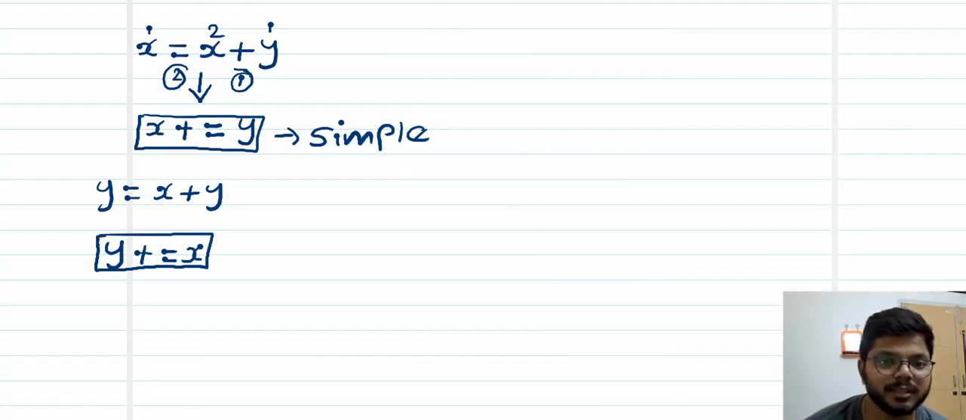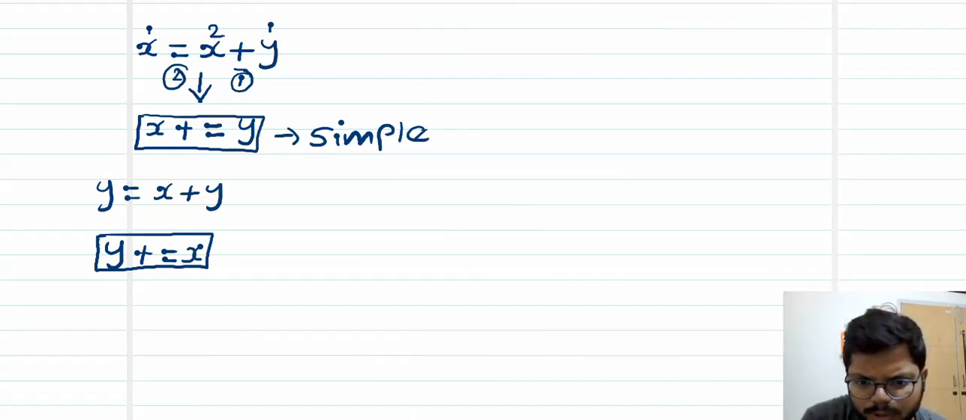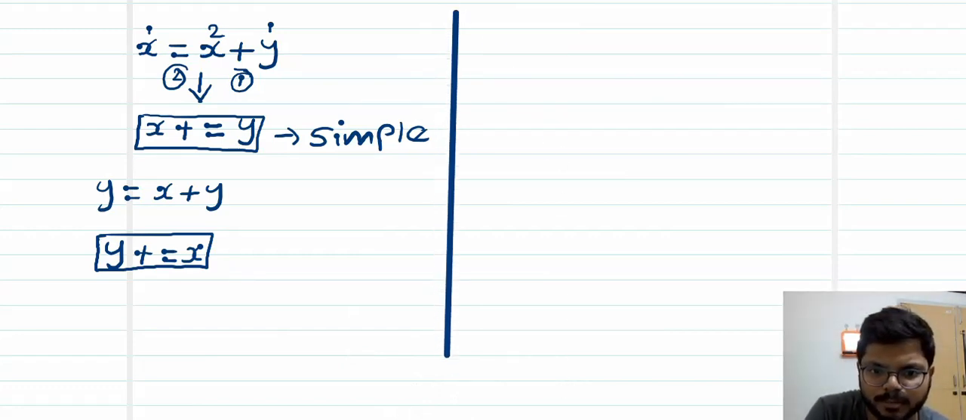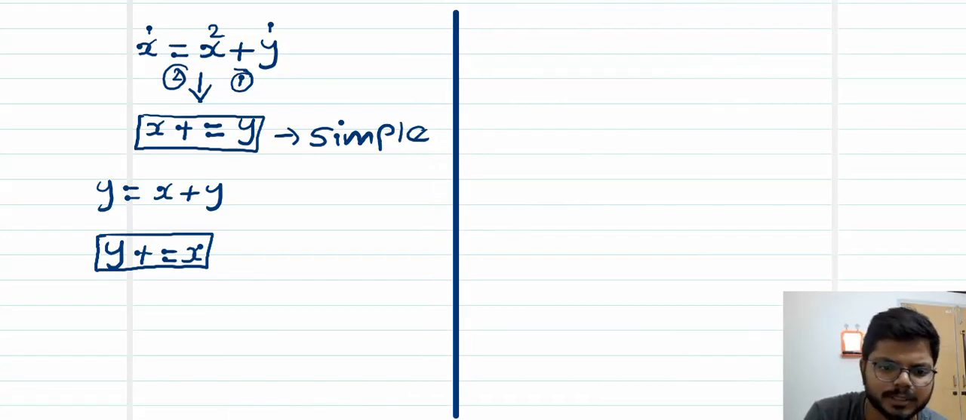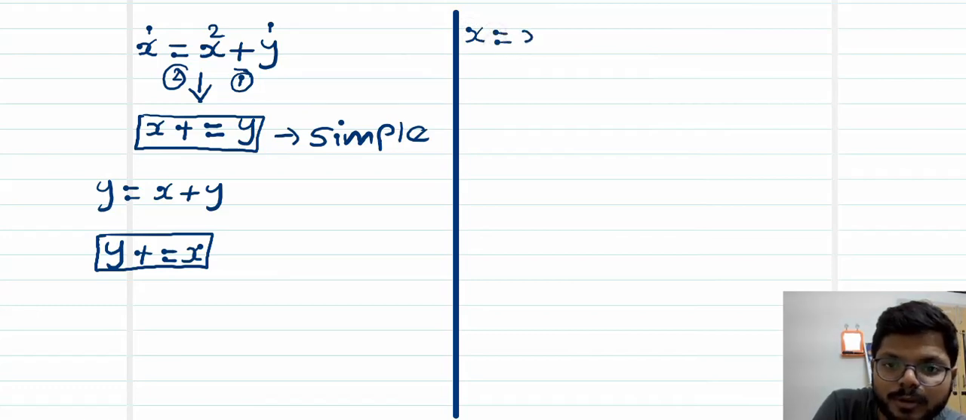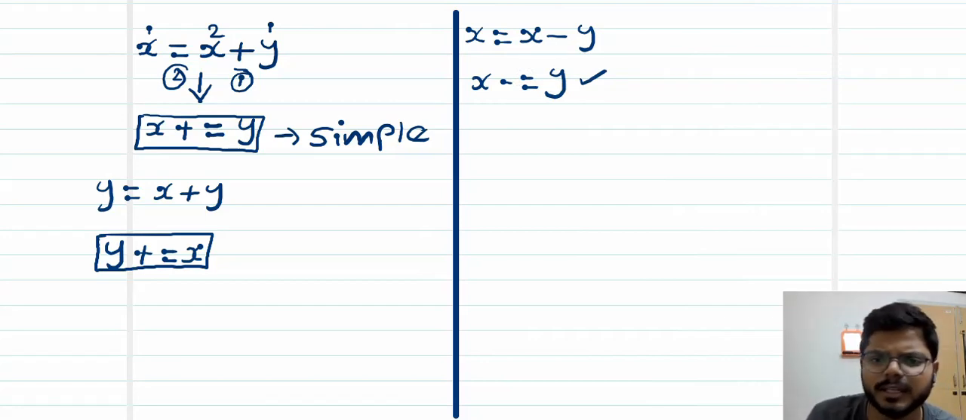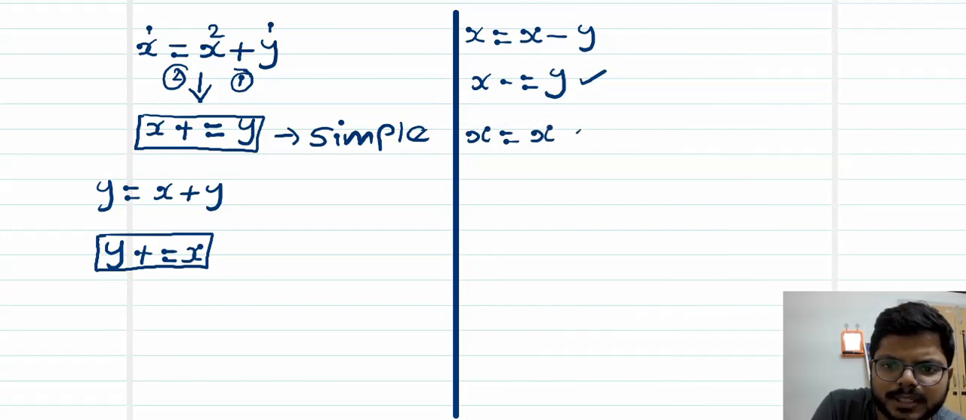You can ask me, sir, do we have only the option of using plus? No. If you want to do subtraction, you can do subtraction. If you want to do multiplication, you can do multiplication as you want. For subtraction, we will write x equal to x minus y. Now you only try to decode it: x minus equal to y. That is all.